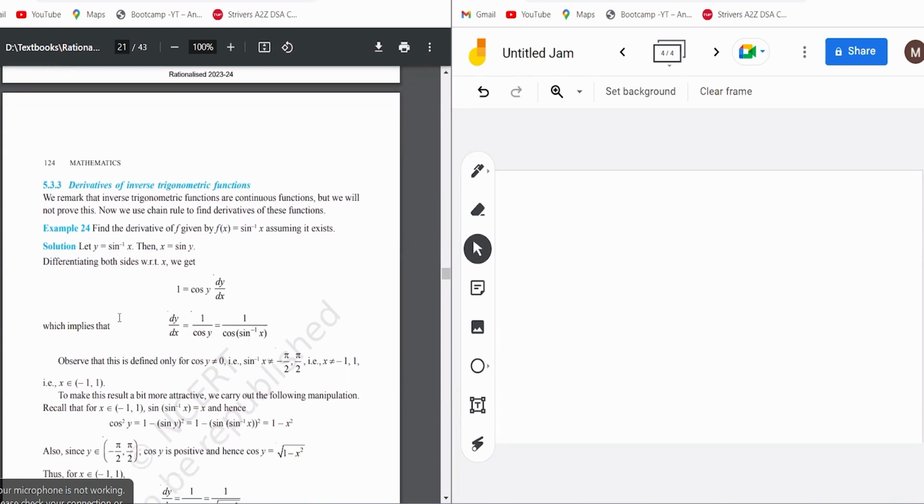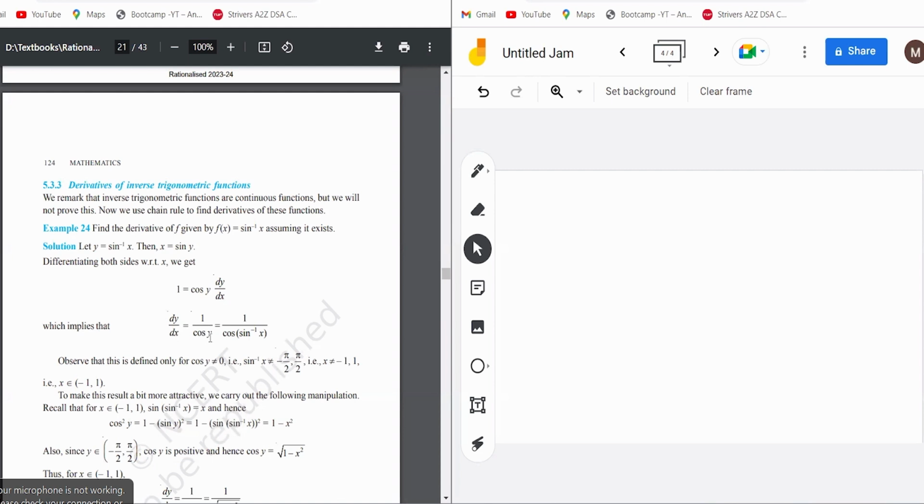But if not so, if you are asked to calculate the differentiation, how will you do it? y equal to sine inverse x, take sine that side, you will get x equal to sine y. Now differentiate both sides. d by dx of x would be 1, d by dx of sine y would be, first differentiation of sine, it would be cos y, then differentiation of y, it would be dy by dx.